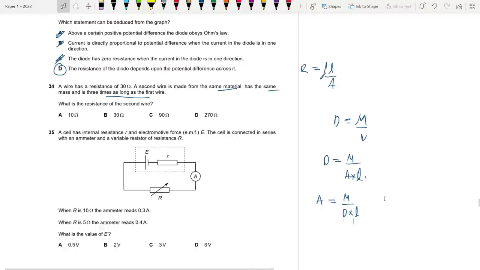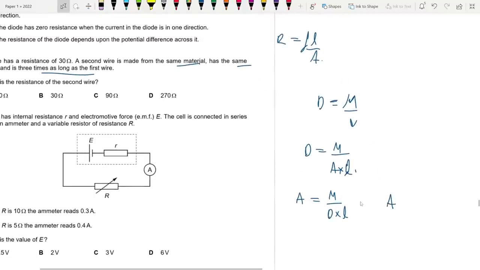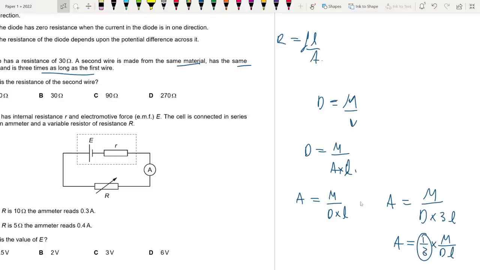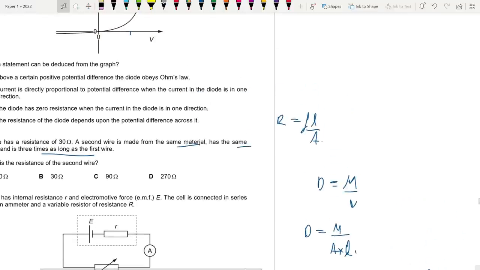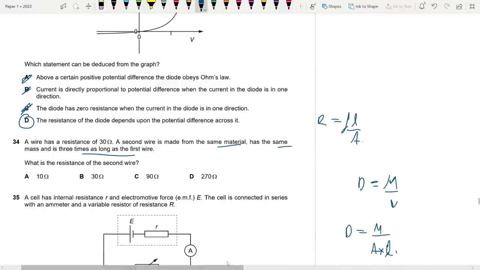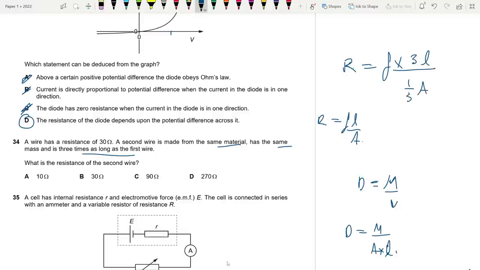But now for the new wire, what happened actually? For the new wire, the mass remains the same, okay? The density remains the same since same material, but the length has increased by 3 times. So what happened to area compared to normal? M over density times L, into 1 by 3. So the area is 1/3 of the normal area, okay? So R is equal to rho L by A. So R is equal to same material, rho times 3L, thrice the length, and 1/3 of the area. If you do reciprocal properly, it's actually rho L by A times 6. So 6 times the resistance of the original one. 6 times 30 is actually 180.